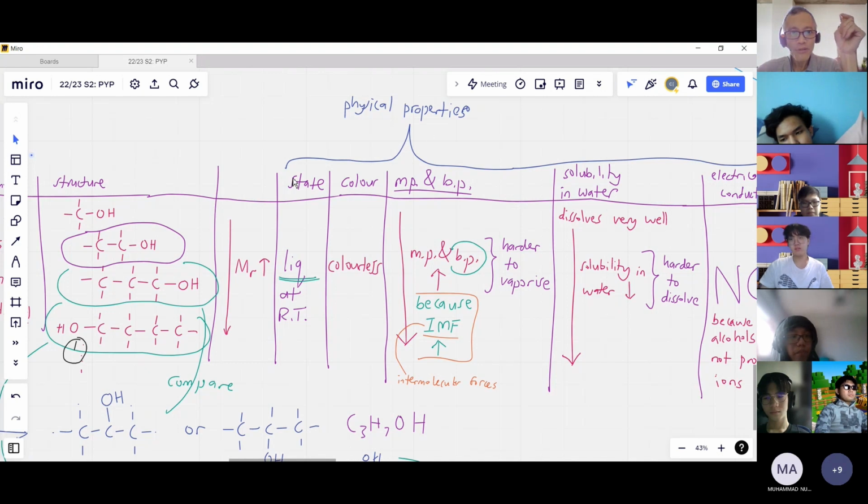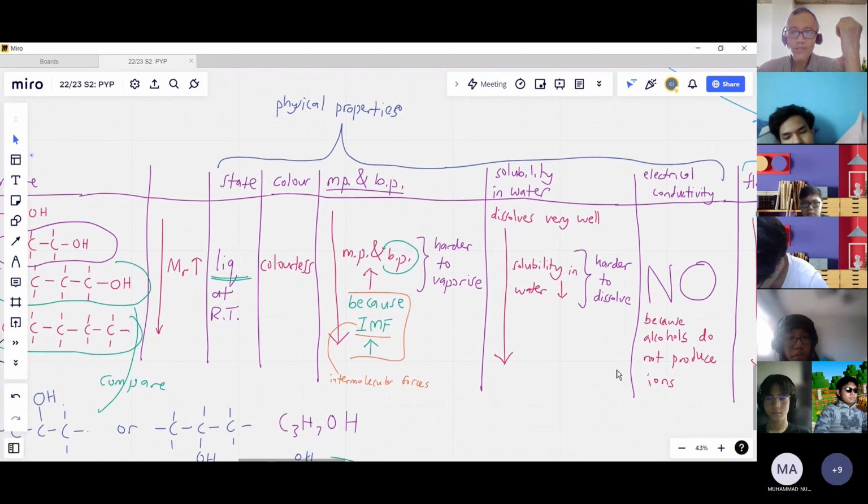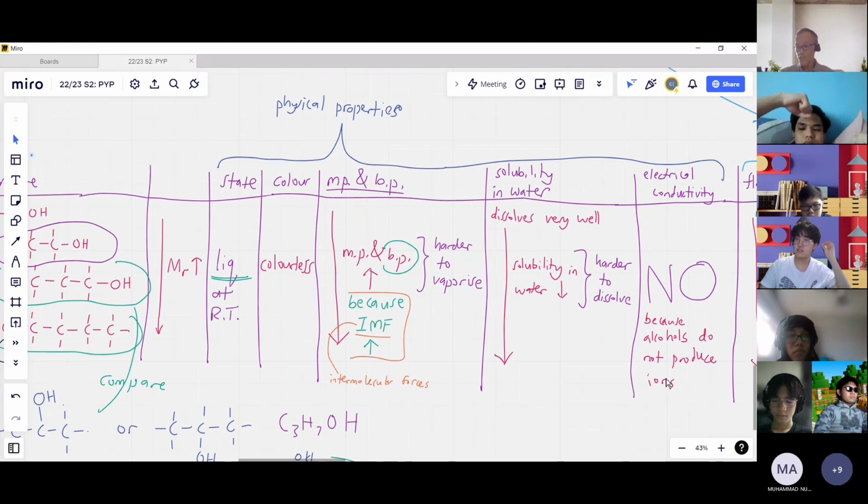So we have covered, by the way, state and color; they are considered physical properties too. MP and BP we have already covered. Solubility in water we have covered. What about electrical conductivity? Can they conduct electricity? Have you tried running electricity through alcohol? Well, the big answer is no. And the simple reason is they do not produce ions. There are no charges that can move inside alcohol. So yes, no electricity.